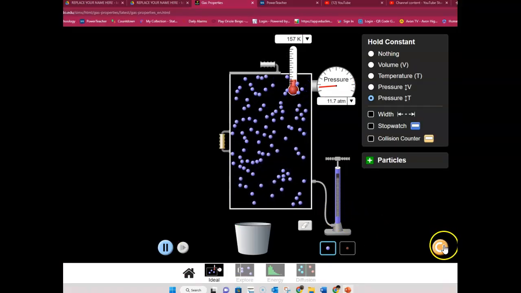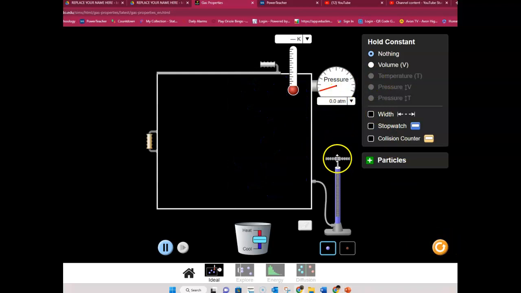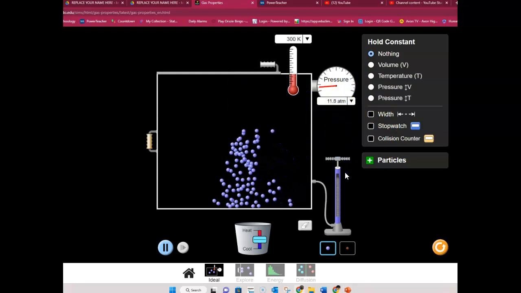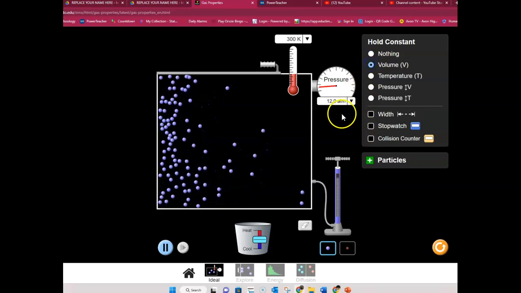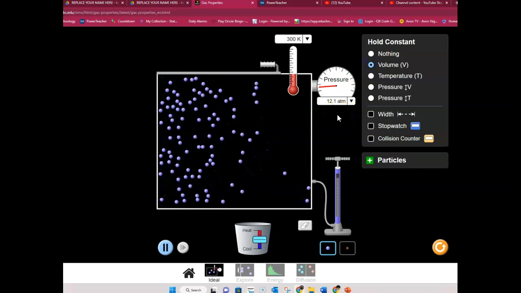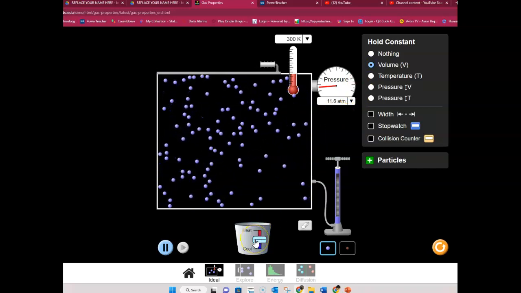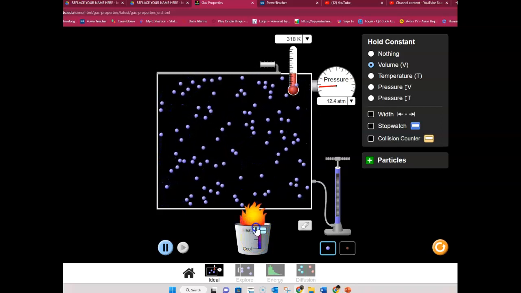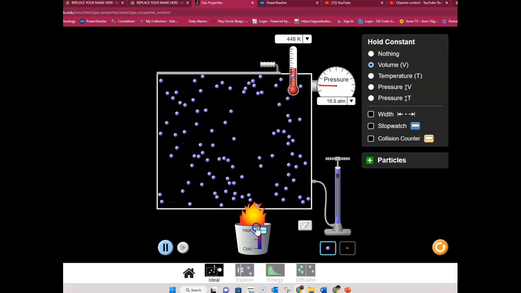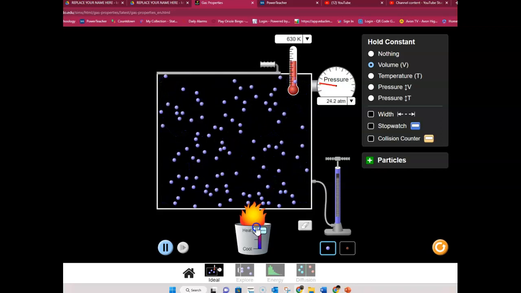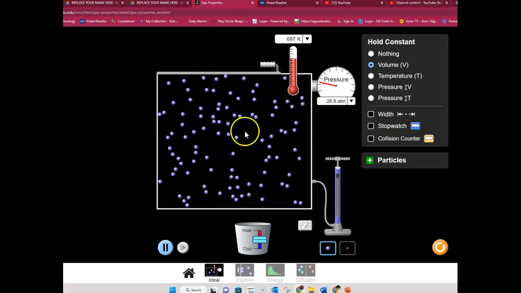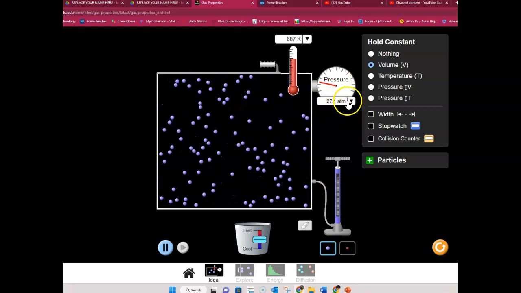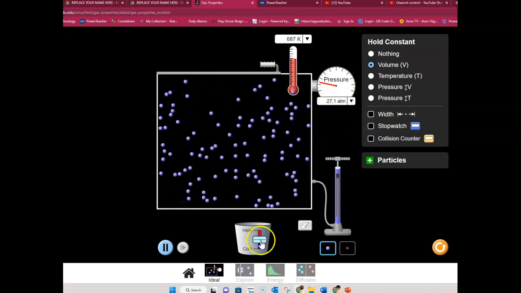Again, we're going to look at a simulation. I'm going to put some particles in there. I'm going to keep the volume constant, meaning the space. If I increase the speed of the particles, making them go faster, that means they're going to hit the sides of the wall more often. Therefore, the pressure is going to increase, because again, same amount of space.